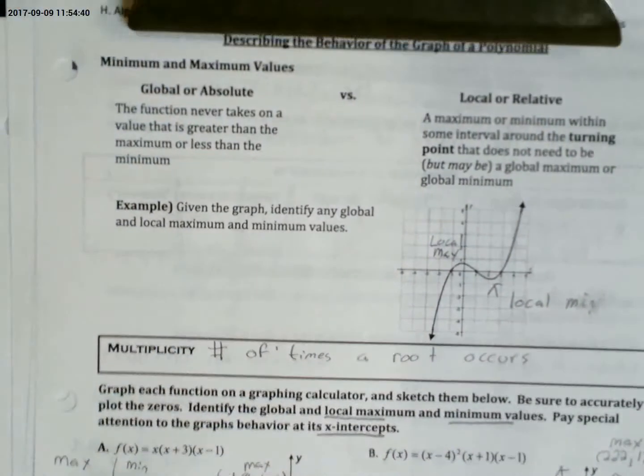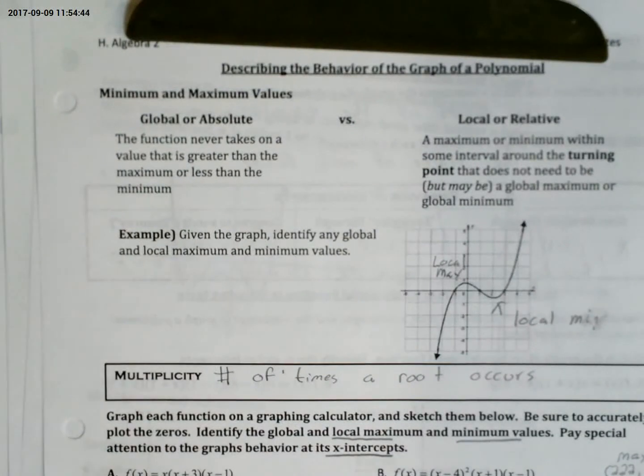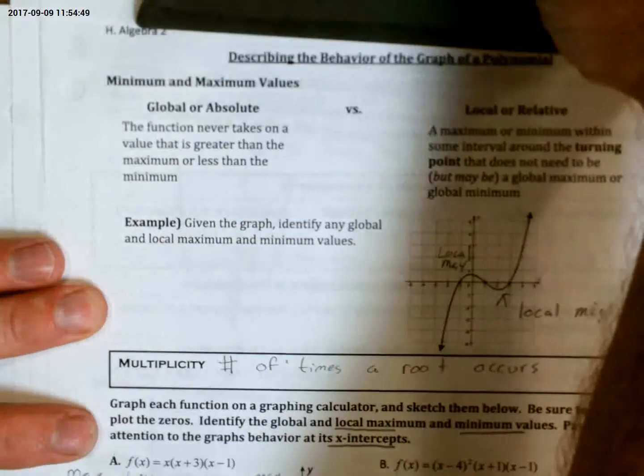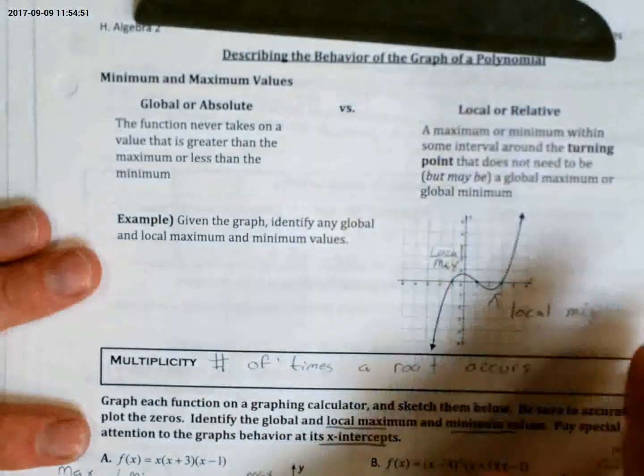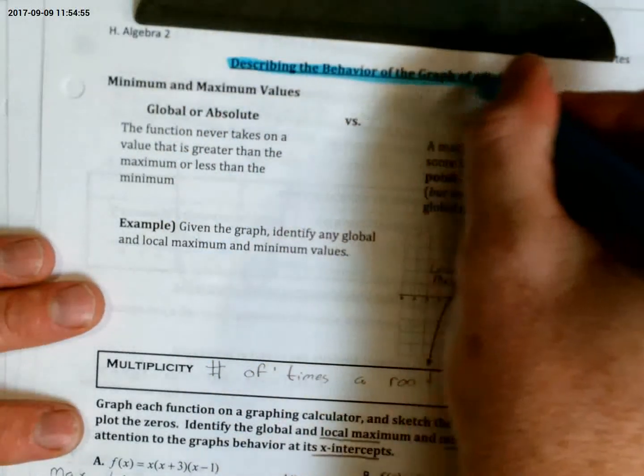All right, you guys, this is page 3. It wasn't numbered, so I numbered it at the bottom. And there is a lot going on in this graph, and in this page right here. So we're going to start talking about behaviors of a graph of a polynomial. And specifically, we're going to talk about maximum and minimum values.